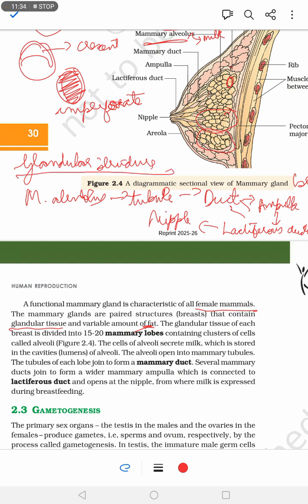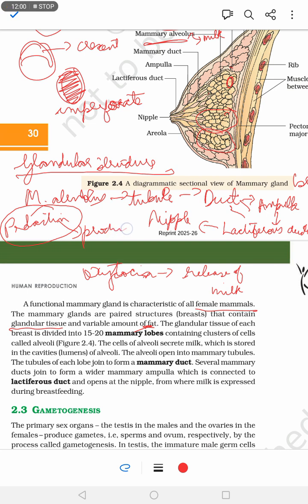The hormone which is responsible for the production of milk is prolactin, and oxytocin is responsible for the release of milk. So prolactin is for the production and oxytocin is for the release of milk. So these are some of the important things we should know in the female reproductive system.